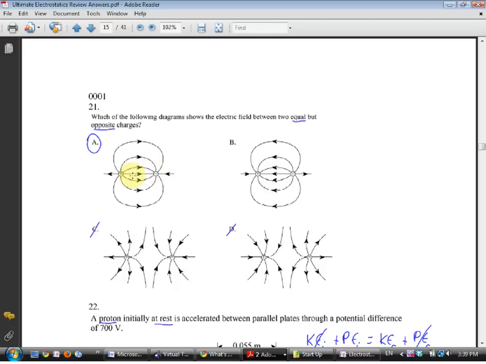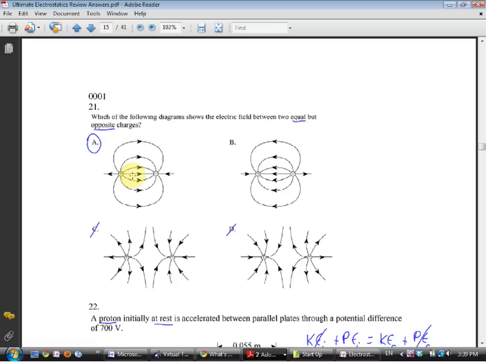We decide electric field direction in two ways. Which way would a positive charge want to move if it could? I use that for complicated diagrams. Or from positive to negative, I use that when there's parallel plates or an electric field diagram like that.